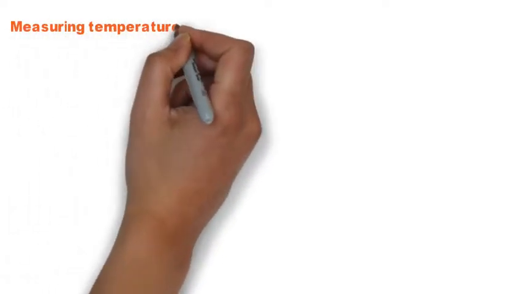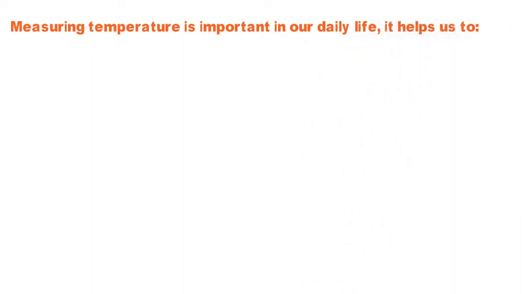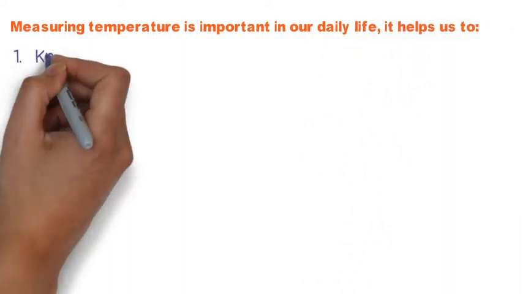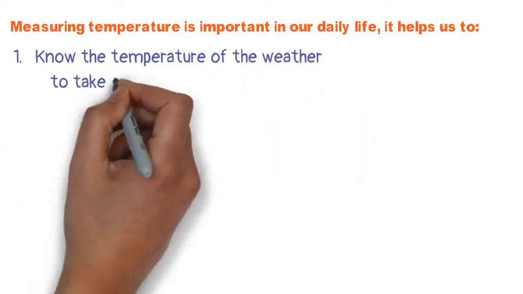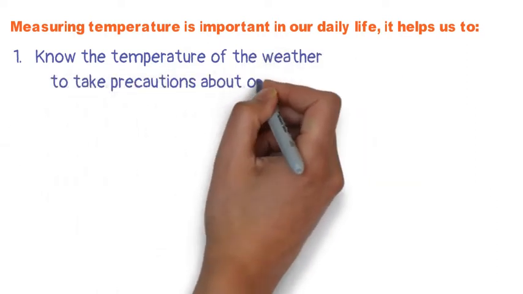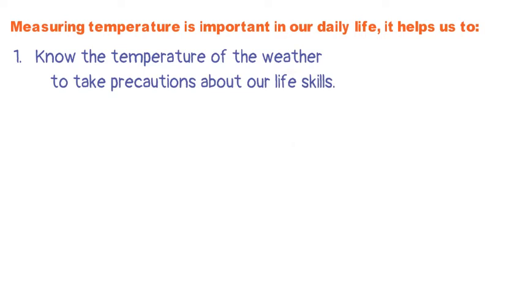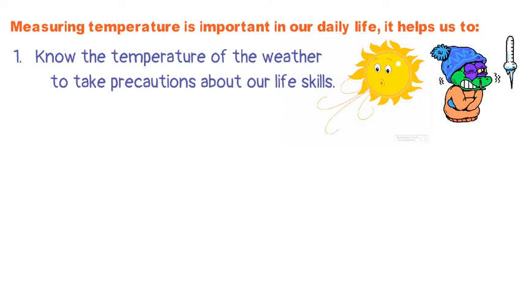Measuring temperature is important in our daily life because it helps us to what? First, to know the temperature of the weather, to take precautions about our life skills. If the weather is very hot, we will wear light clothes, and we can also wear white clothes. Also, if the weather is very cold, we will wear heavy clothes or we will wear a jacket.